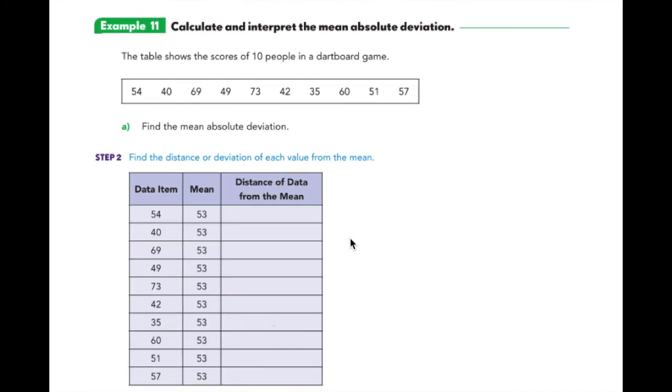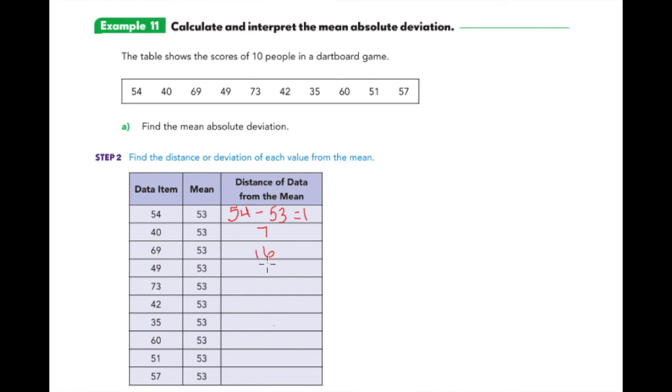So I created a table to help keep the data organized. What we do to find the distance is we take our mean value and our data item and we subtract them. The absolute deviation is always going to be a positive, so we take the bigger number minus the smaller number to get our distance from the mean. So for our first piece of data, we have 54 minus 53, which gives us 1. The next would be 53 minus 40. That gives us 7. 69 minus 53 is 16.